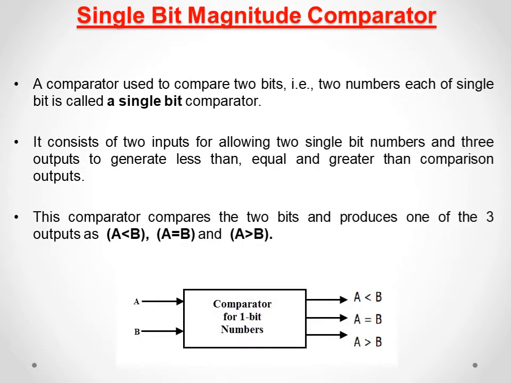First, let's discuss single bit magnitude comparators. A comparator is used to compare two single bits, that is two numbers. Each of these is called a single bit comparator. It consists of two inputs for two single bit numbers and three outputs to generate less than, equal and greater than outputs.